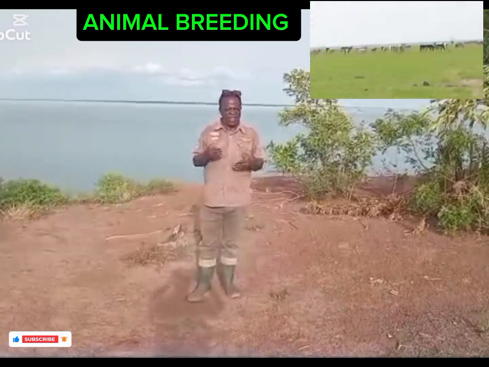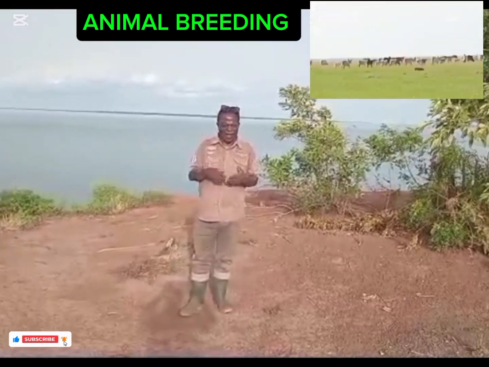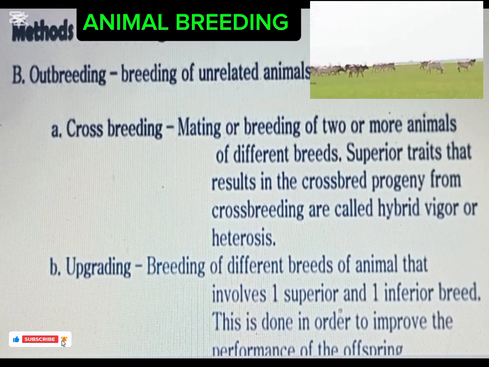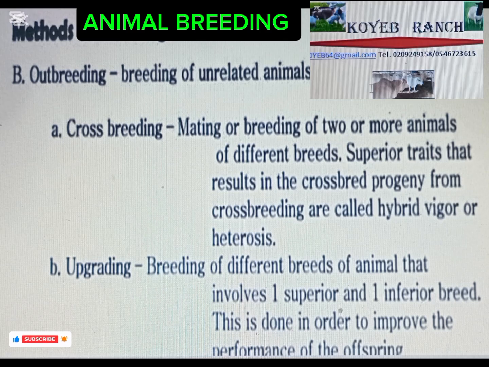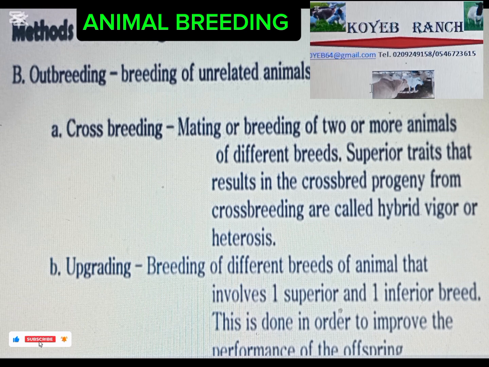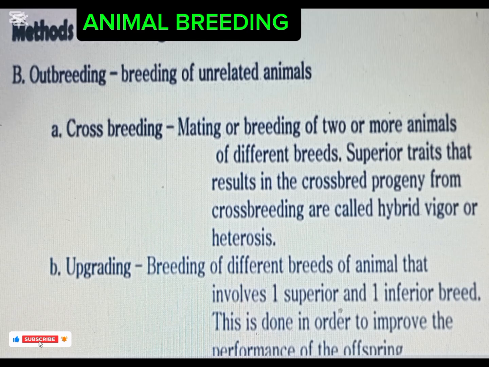Within the outbreeding method or breeding of unrelated animals, we have A, crossbreeding, which implies mating or breeding of two or more animals of different breeds. Here, superior traits that can result in the crossbreed progeny from one crossbreeding are called hybrid vigor or heterosis, as mentioned earlier.